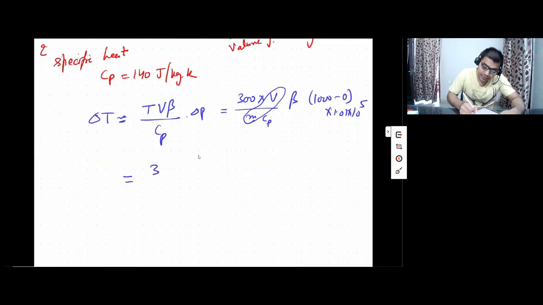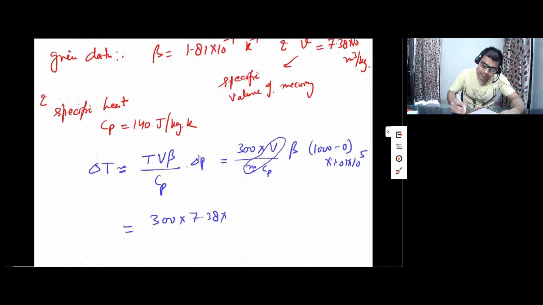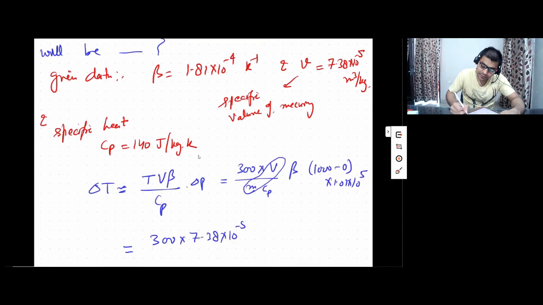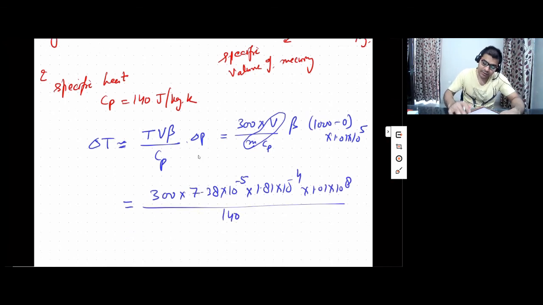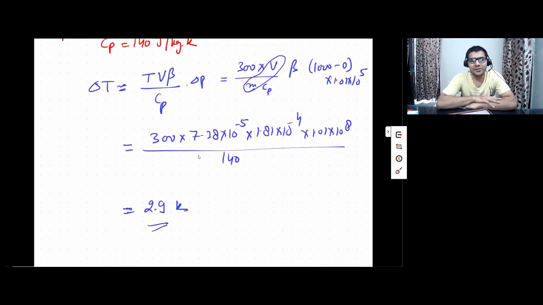So what we get here is 300 times the specific volume 7.38 times 10 to the power minus 5, times beta 1.81 times 10 to the power minus 4, times 1.01 times 10 to the power 8, divided by the specific heat, which is 140. If we calculate this, it turns out to be approximately 2.9 Kelvin. So that's the derivation and the application of the second TdS equation that we have discussed today. Hope you understand and enjoy it very well. Keep learning physics as much as possible. Thank you.